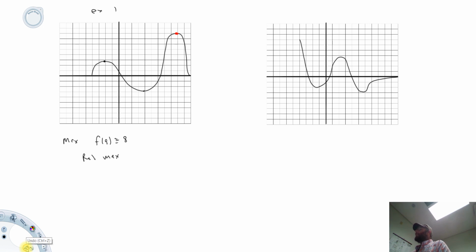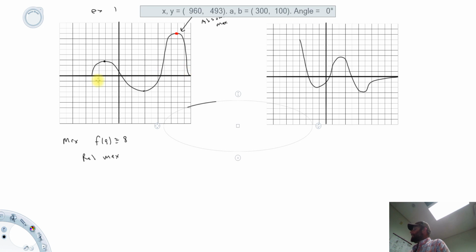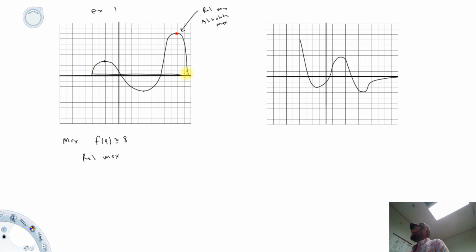A relative min or max may or may not be what's called the absolute max on the domain of the function. So this one right here is a relative max, but it's also the absolute max because on the domain interval for this example, it is the highest value. So a relative max may or may not be the absolute max.